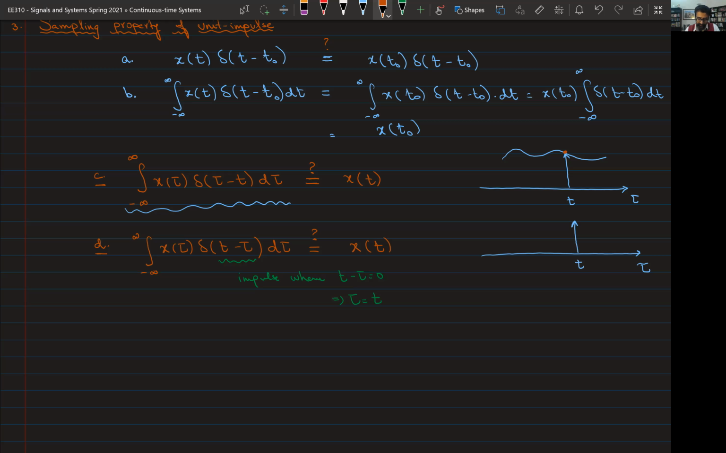Okay, good. So the conclusion that we have is the following. Any arbitrary signal x of t is equal to the integral from minus infinity to infinity of x of tau delta t minus tau d tau. So this is a conclusion that we've made here, right? So let me box this here. Okay, and this is called the sifting property.